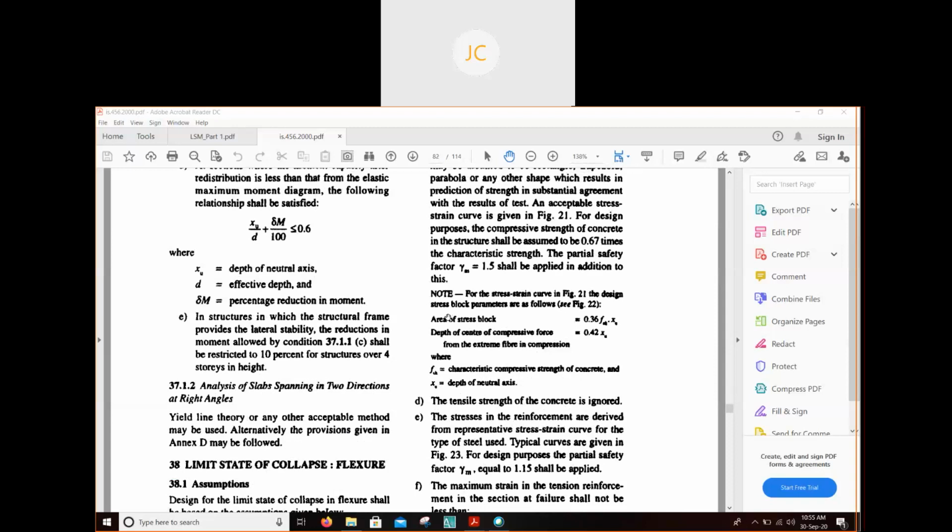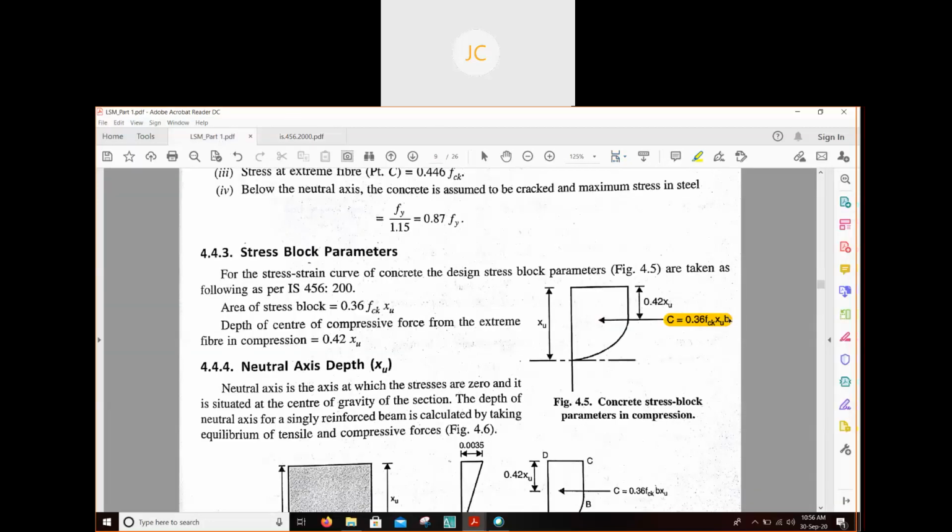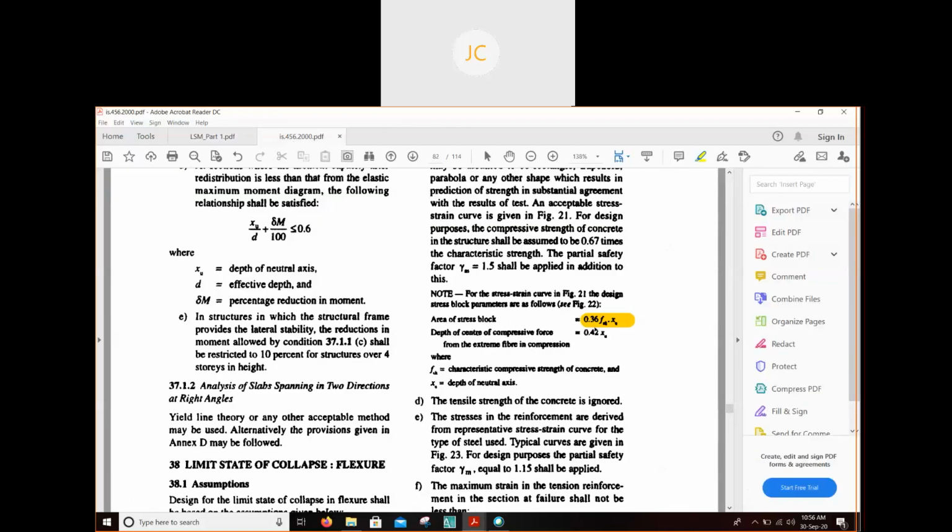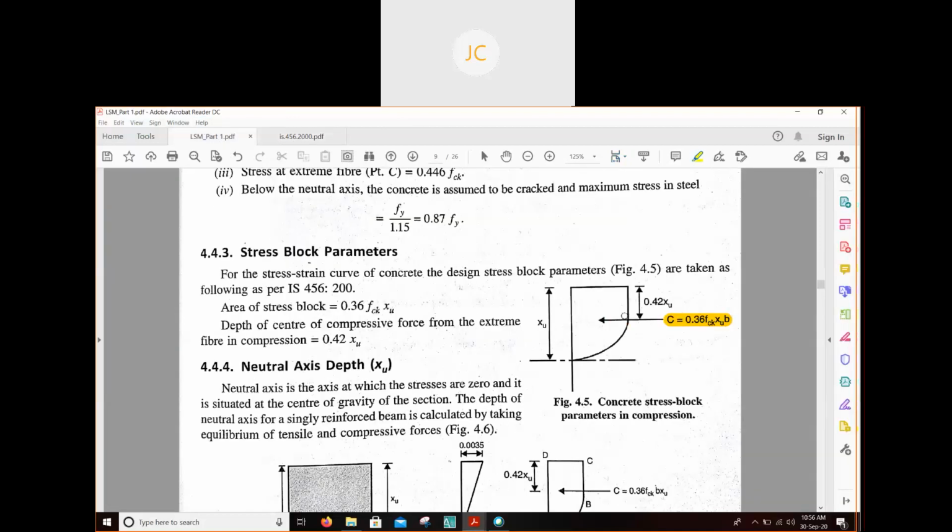See this value, area of stress block. This value is given. Here you have to do one correction. This value is 0.36 FCK B into XU. B is mistakenly not printed in IS code. All of you, please do the correction. Area of stress block will be 0.36 FCK B into XU.